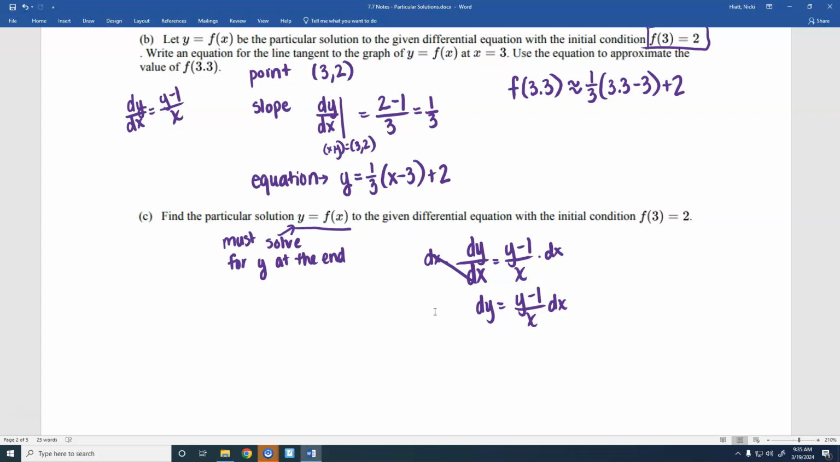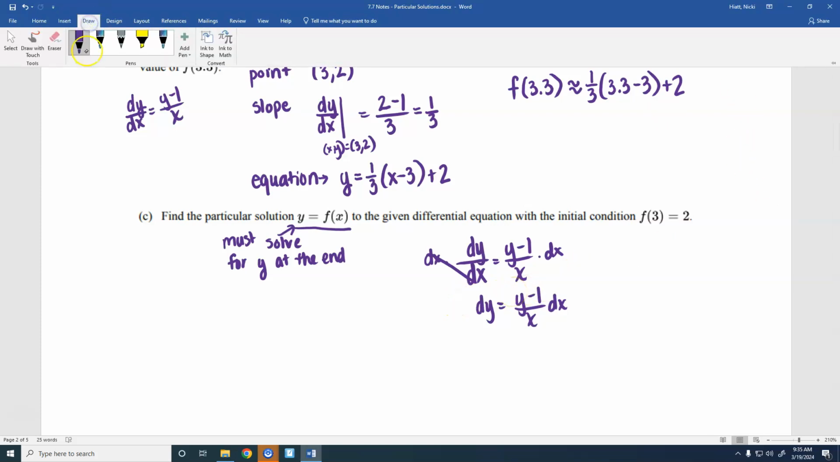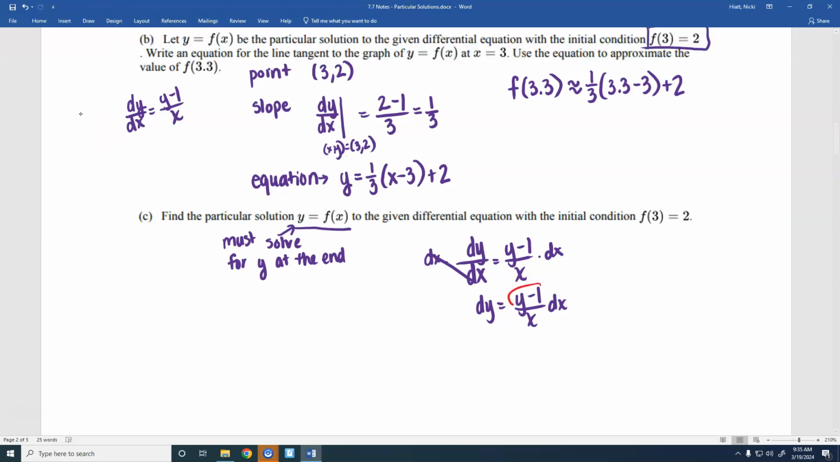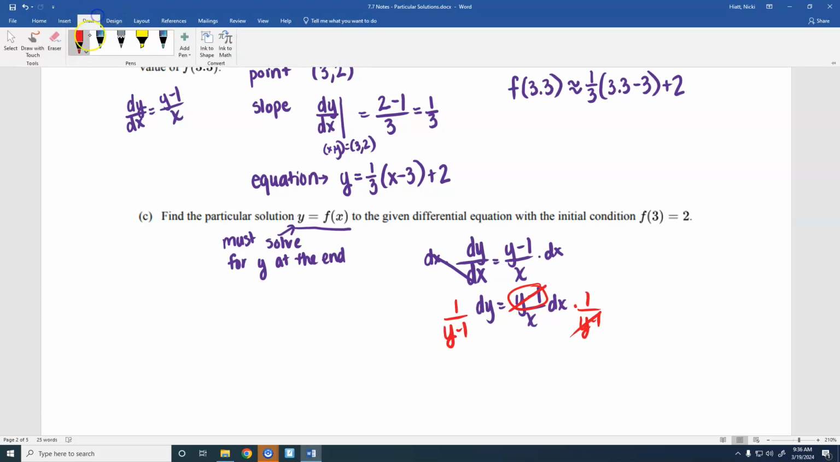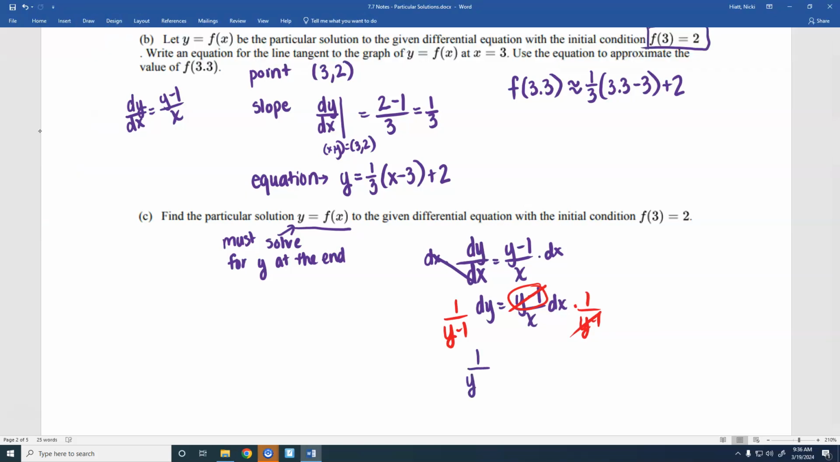All right. The y needs to be moved over to the other side. The y is kind of connected to that minus 1, and you're not going to be able to separate the y and the minus 1. What you can do is multiply by 1 over y minus 1, which would cancel that there. So we will then have 1 over y minus 1 dy equals 1 over x dx.